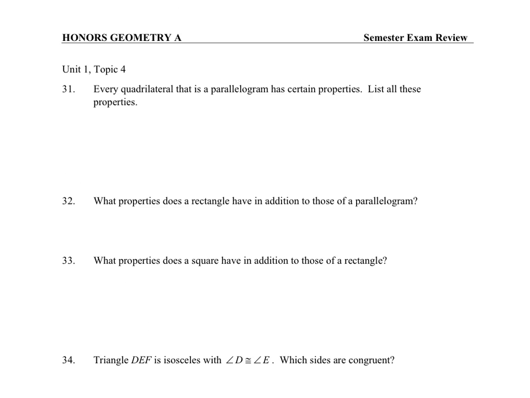Question 31. Every quadrilateral that is a parallelogram has certain properties. List all these properties. Well, for a parallelogram, we have quite a few. First and foremost, opposite sides are parallel, otherwise it wouldn't be a parallelogram. We also know that opposite sides are congruent.